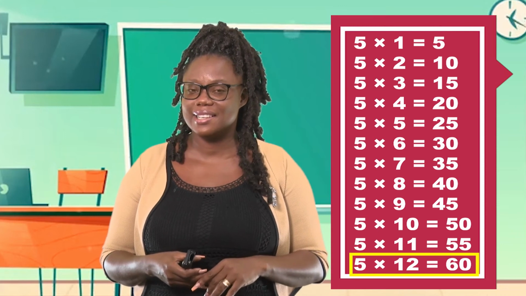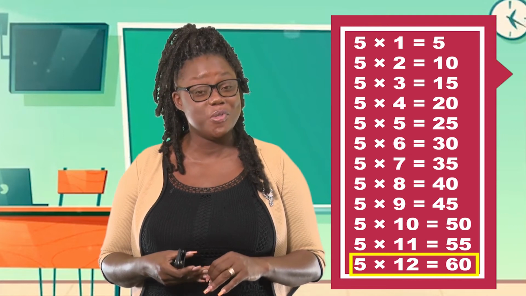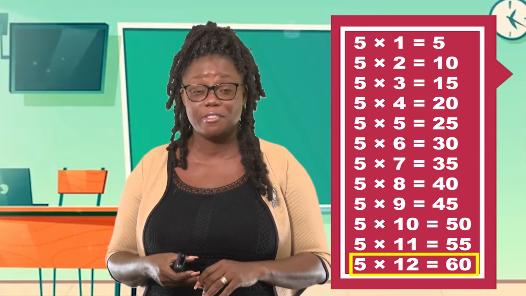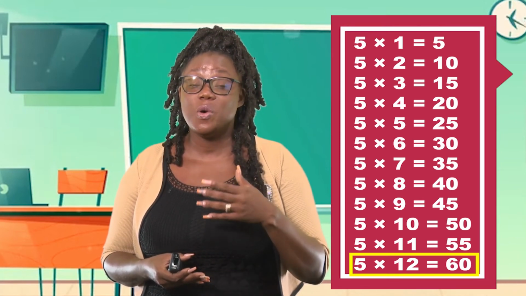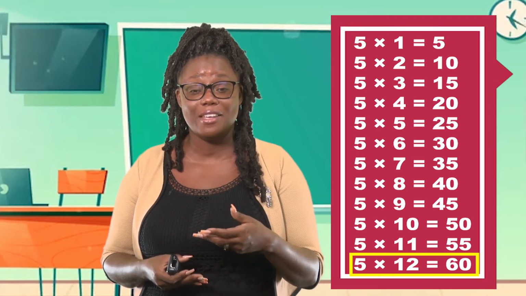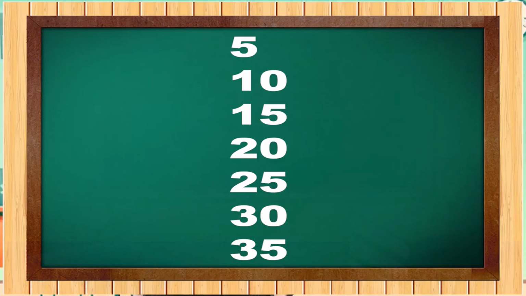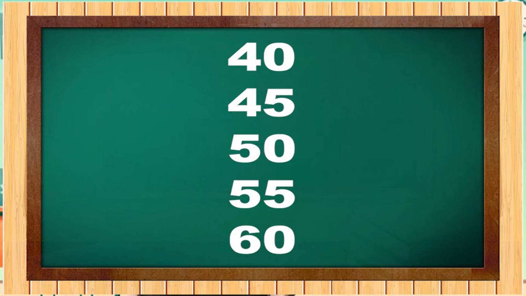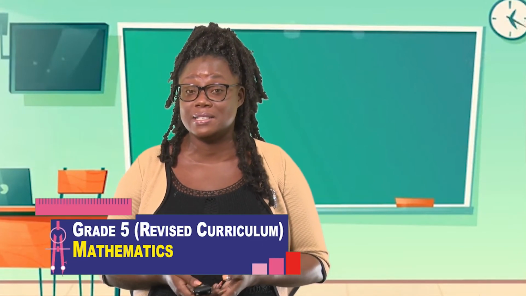Boys and girls, did you notice a pattern? What is the pattern you noticed when repeating your 5 times tables? Yes, you are skip counting in 5. You are adding 5 on to every number. 5, 10, 15, 20, 25, 30, 35, 40, 45, 50, 55, 60. Do you see how simple your 5 times table is, boys and girls?